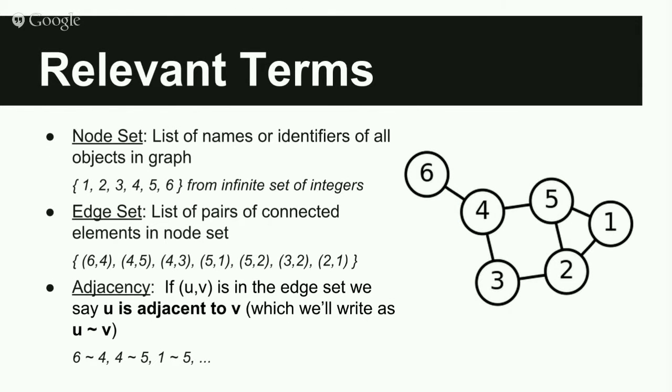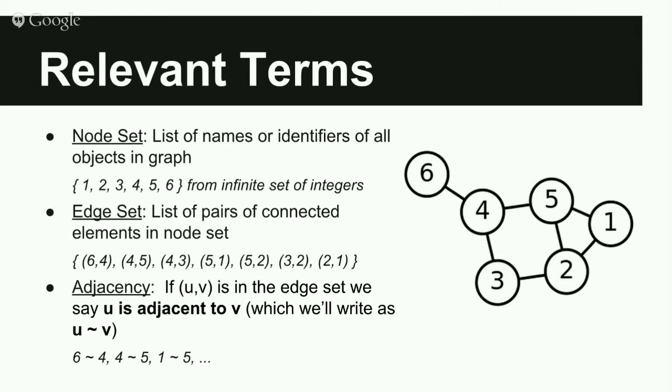On the terms we might use consistently throughout this presentation: a node set is just a list of all of the nodes in your graph. They might be named, they might be numbers, but just some sort of identifier that represents each node in your set. So for the given graph here on the right, the node set includes the integers 1 through 6.